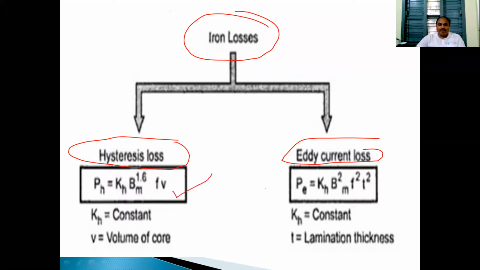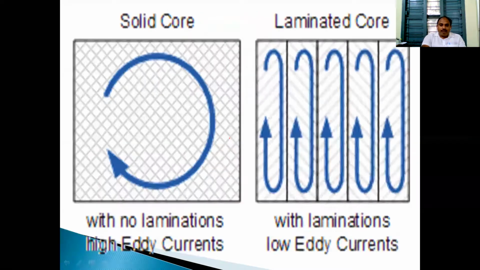These are the formulas for eddy current losses and hysteresis losses. K is constant, B is the magnetic flux density, F is the frequency, V is the volume of the core. Here for eddy current losses, KE is the constant, B magnetic flux density, F is the frequency, T is the thickness of the laminations. The only difference is T here, and V here. V is the volume of the core material, and T is the thickness of the laminations in this one.